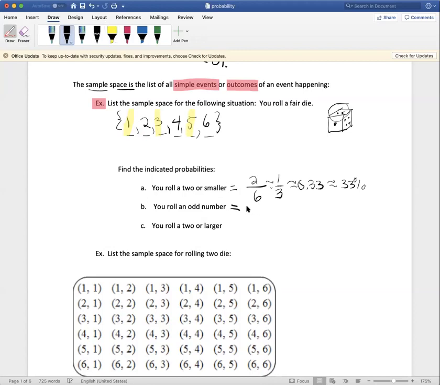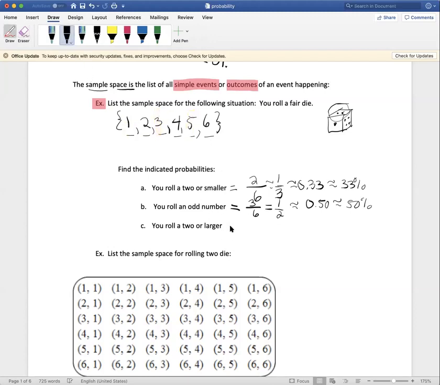So again, out of those 6 possibilities, 3 of them would be odd. 3/6 reduces to 1/2. And 1/2 as a decimal is 0.5. And 0.5 as a percent, remember you pick up the decimal, move it 2 places to the right, is 50%. So we have a 50% chance of rolling an odd number because half of the faces of this die are odd. Pretty cool, huh? All right, so let's take a look at one more example.